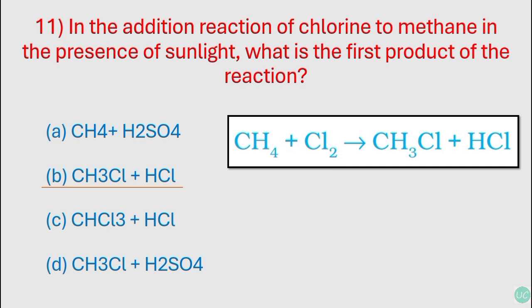Now the first option, that is methane plus H2SO4. This is an incorrect option, as we are not using sulfuric acid. We are using only chlorine gas in the presence of sunlight. And option C, CHCl3, that is chloroform itself plus HCl. Now this is the final product of this chain of reactions, so this is also incorrect for this question. And option D, that is CH3Cl plus H2SO4. Again H2SO4 is not used in the reaction, so this is the incorrect option. So the only correct option over here is CH3Cl, that is chloromethane plus HCl, is the first product of this reaction.